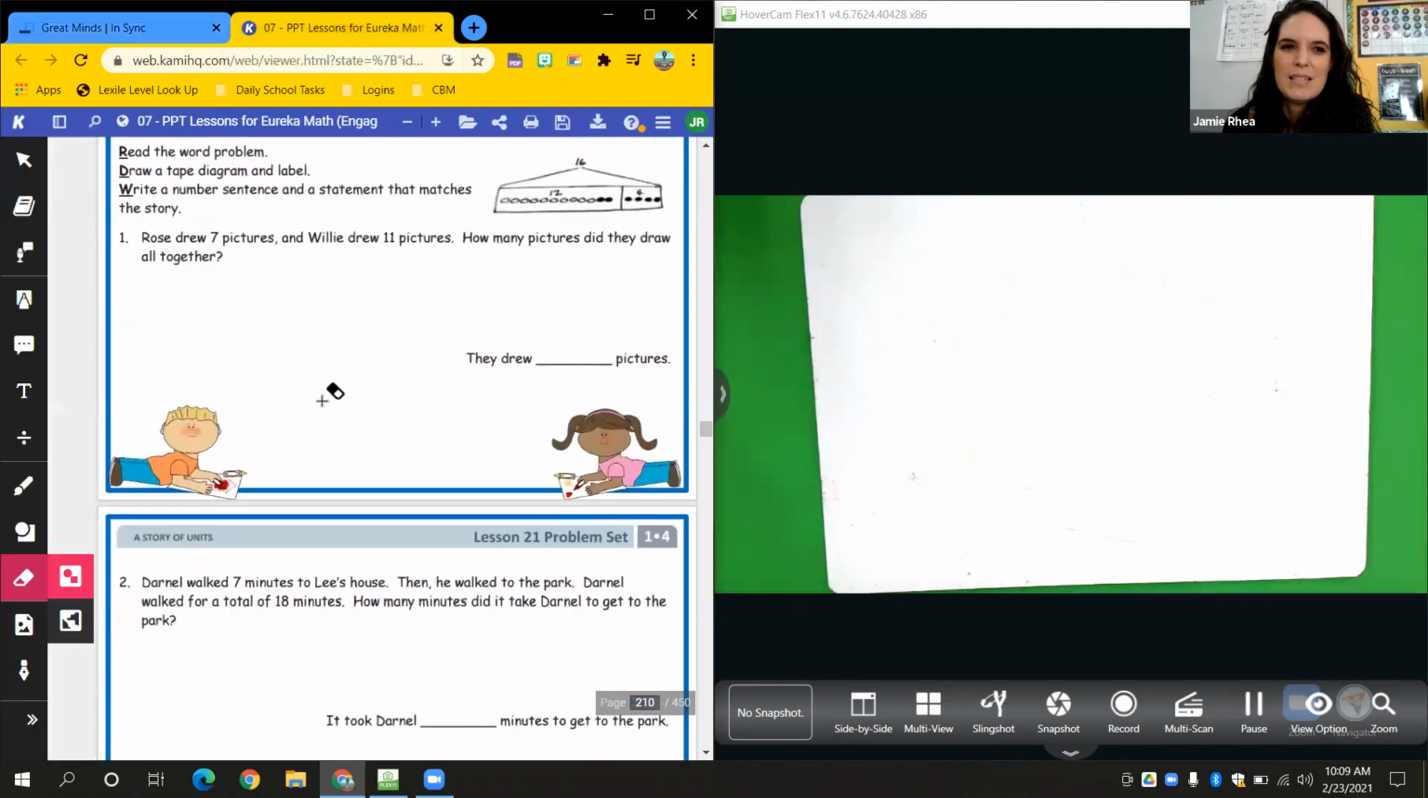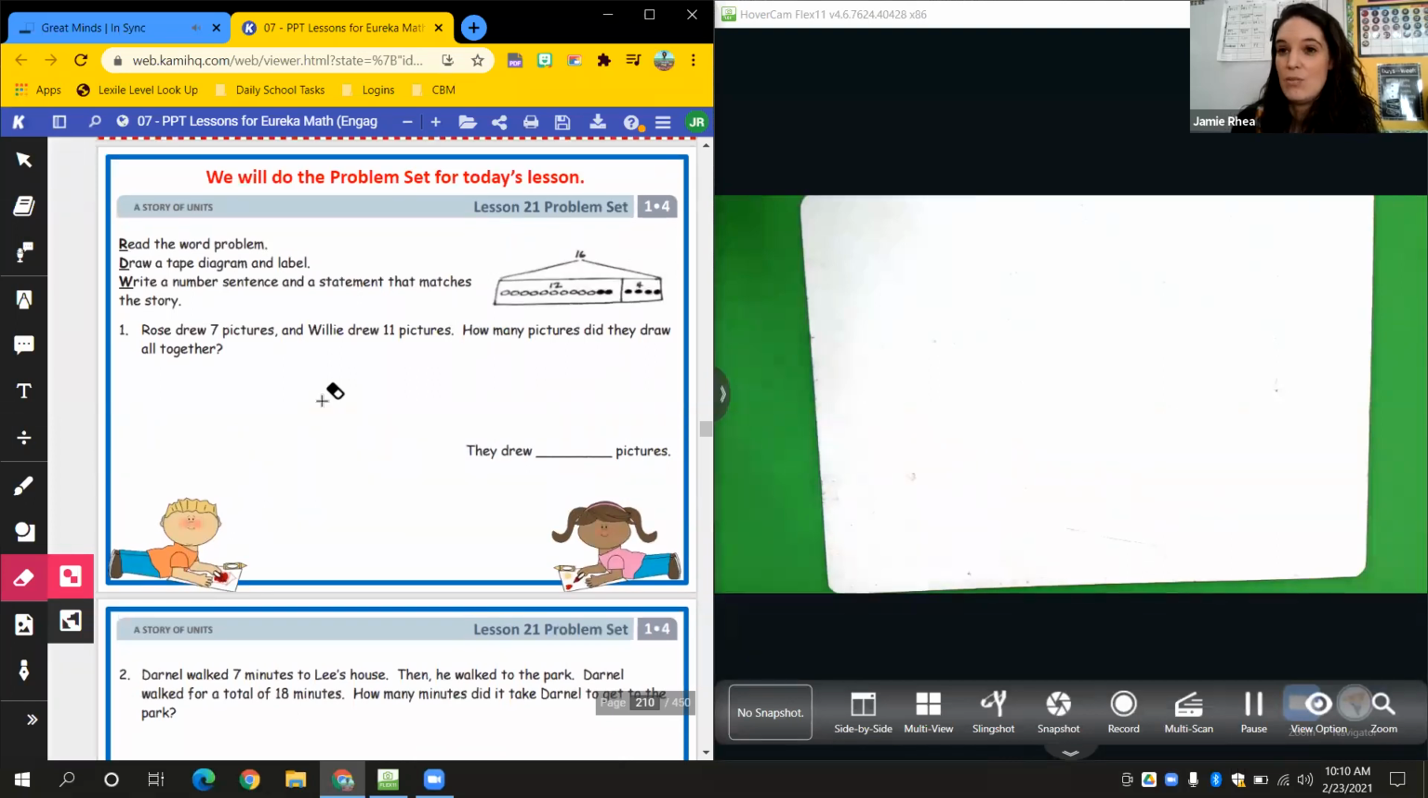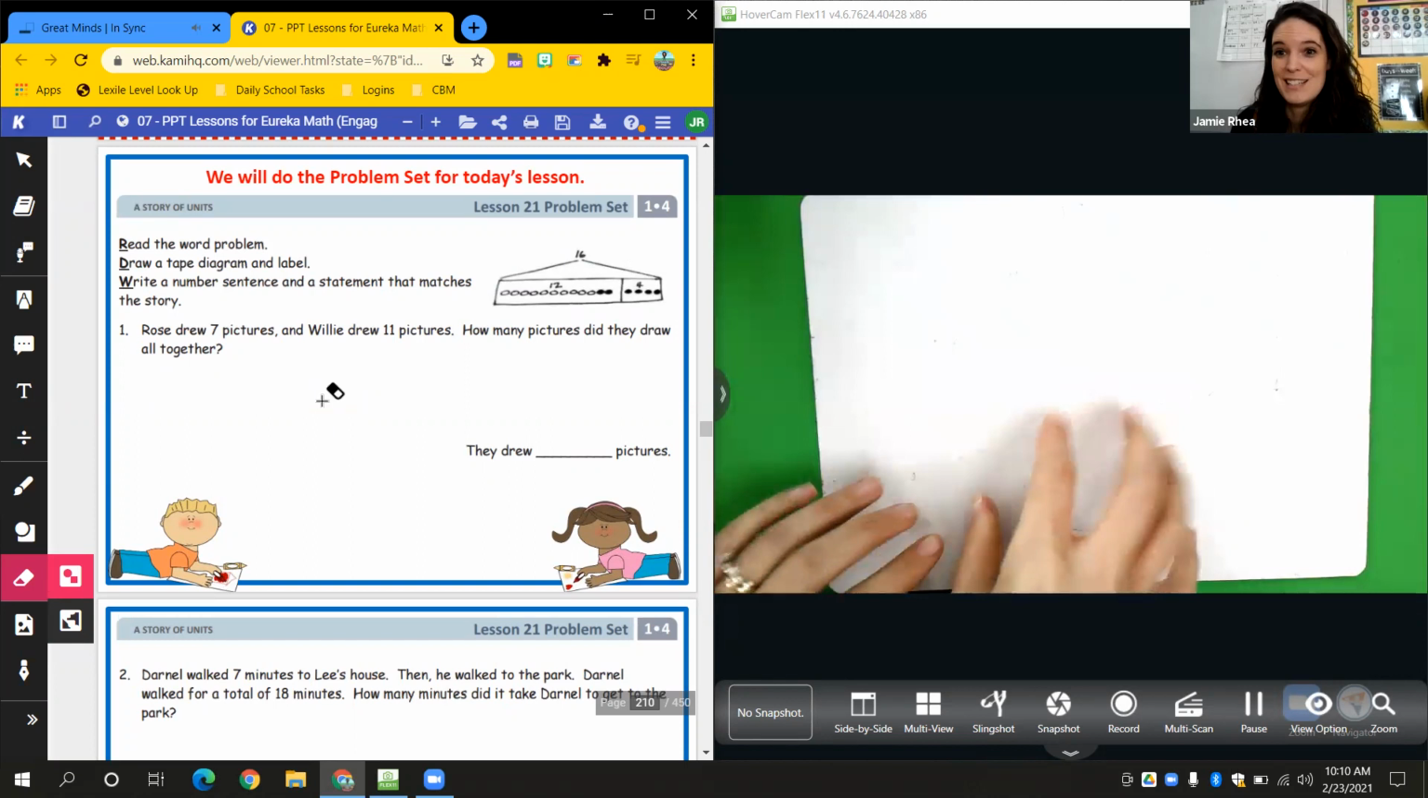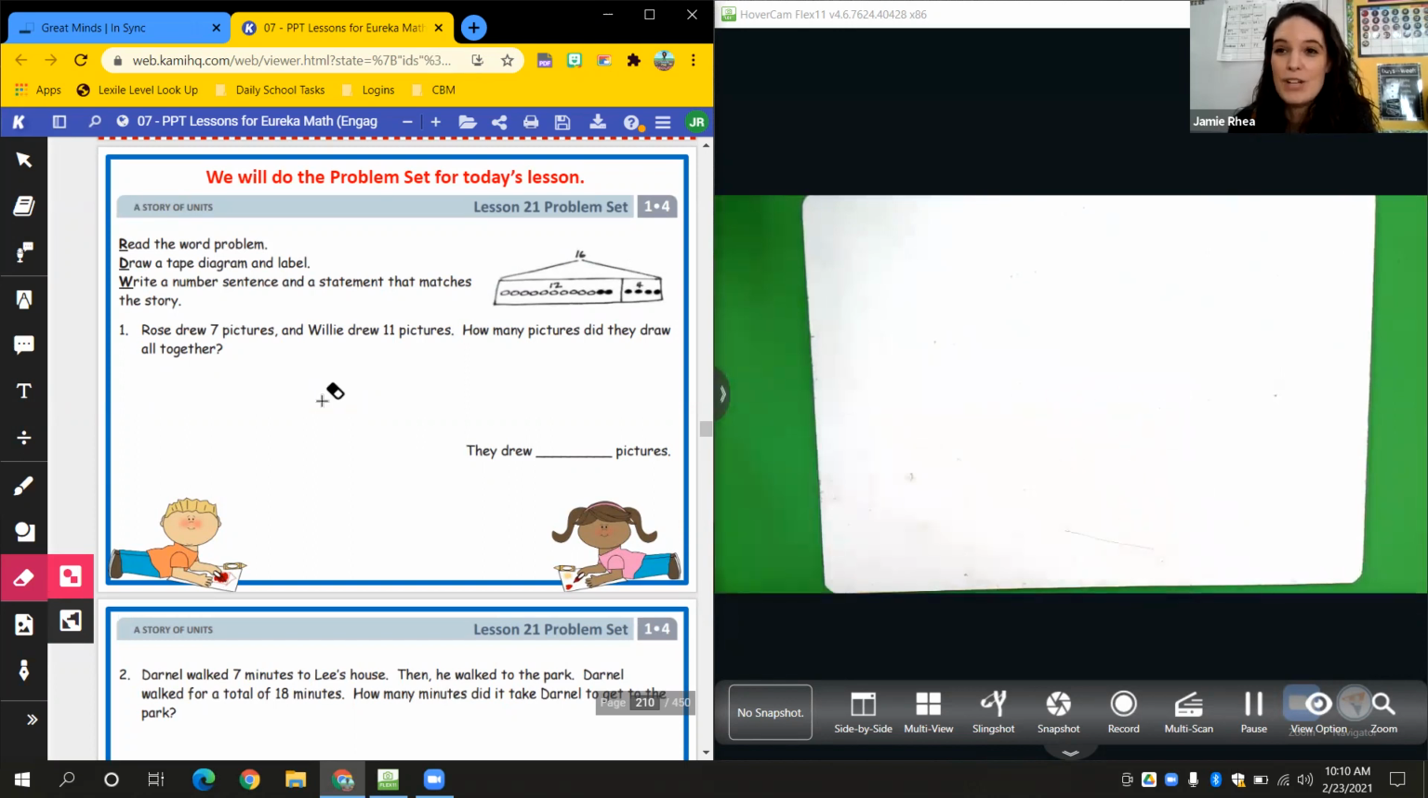Okay, so let's look at 1 through 3, okay? Now, we just did 4 and 5 together. So guys, this time I'm not going to show you what to do on your problem set because you should know, we've just done it on our boards. So read the directions with me. Read the word problem. That's step 1. Draw a tape diagram and label. Guys, I need to see numbers and letters, okay? Write a number sentence and a statement that matches the story. Here's your statement. You just have to fill it in, but you need to have a number sentence to go with it, okay?